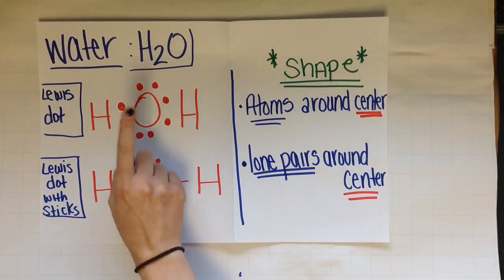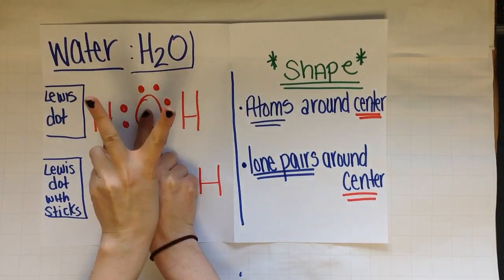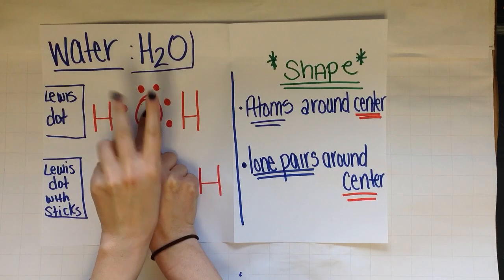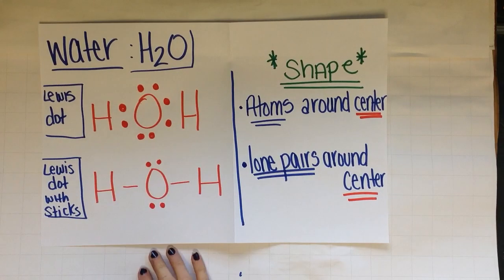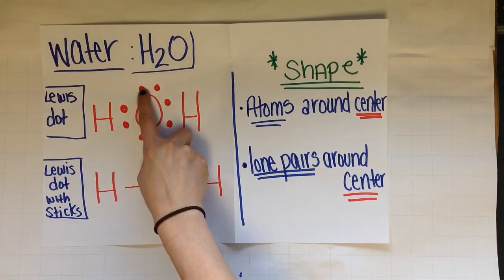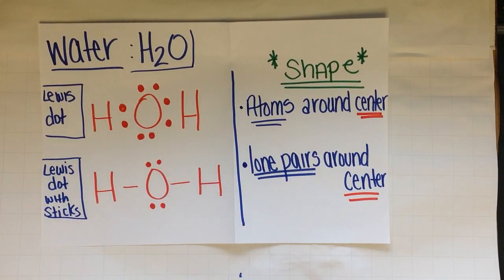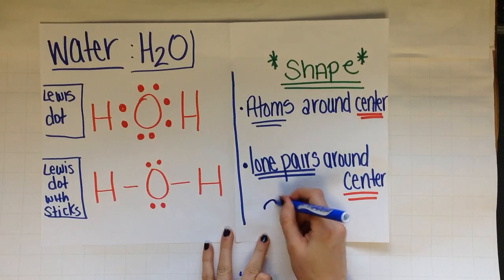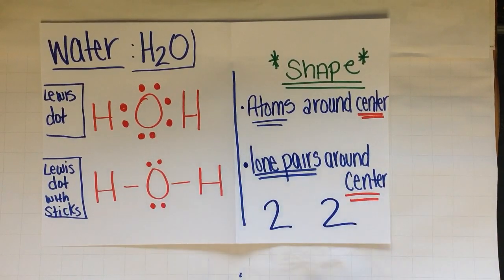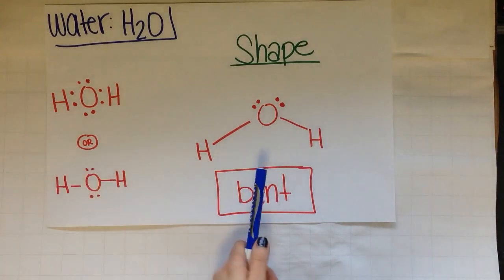Atoms around the center. Well, here's the center, and there are two atoms around the center. Lone pairs around the center. Well, here's the center, and there are 1, 2 lone pairs. So we've got a combination of 2 and 2. Anytime you have a combination of 2 and 2, you make a specific shape. And that shape for water is called bent.